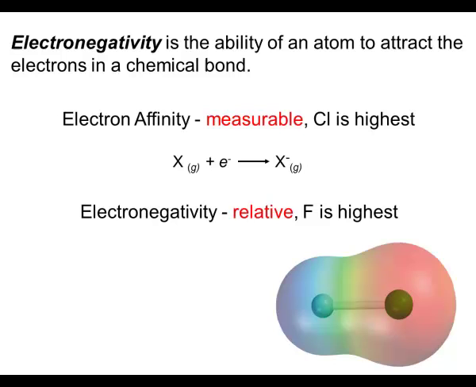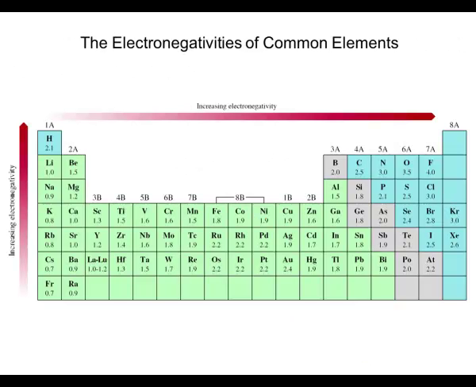Electronegativity is a relative scale, devised by Linus Pauling. Fluorine is the highest. Here's a table showing you the trends in increasing electronegativity. Electronegativity increases as you go up a group and as you go from left to right in the periodic table.